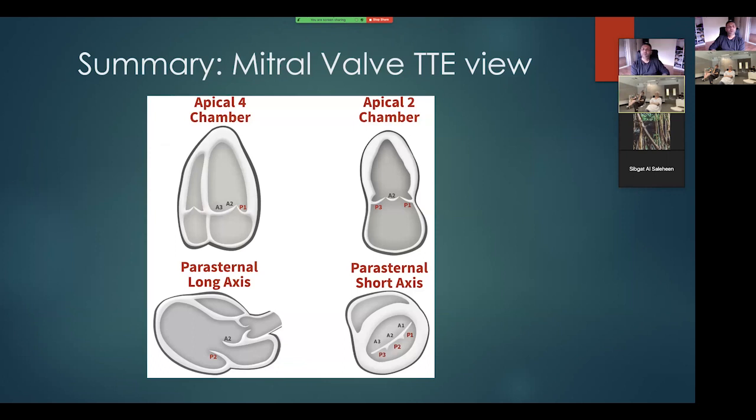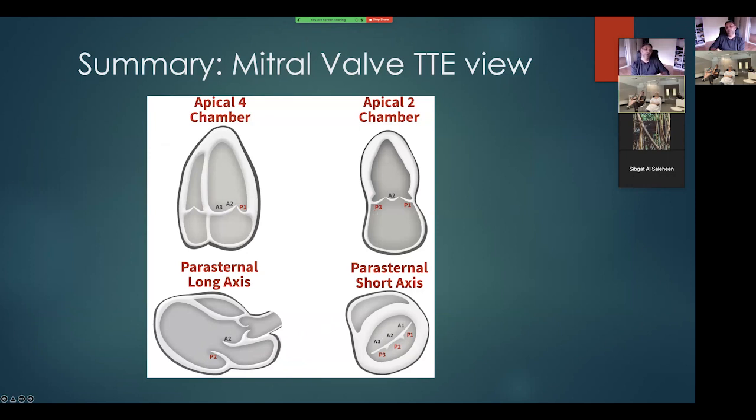So this is to summarize. We started with parasternal short axis, so all the scallops we can see. Then we're cutting down at 90 degrees, which is A2, P2. Then we're cutting down here: P1, A2, A3. Then A2 in between in apical 2-chamber: P1, A2, P3.